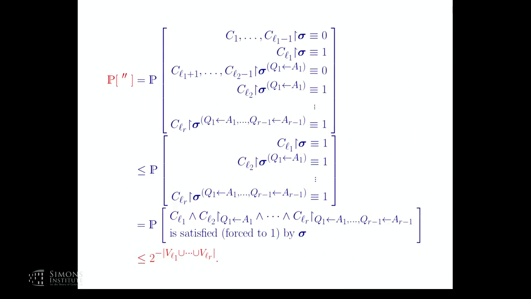So here's what this probability is. Now I'm just going to forget about all these events setting things to 0. We'll just look at the 1s here. So we have this clause set to 1, this clause under this modification set to 1, and so on. If you squint at it, you see that this is precisely saying that the following big clause, the conjunction of clause C_L1 and then C_L2 where we modify Q1 by A1, and so on, is satisfied by sigma. The set of variables here is the union of the set of variables of the C_L's. So if this is satisfiable, then this probability equals 1 half to the size of the set. If it's unsatisfiable, it's 0, but in either case we get this bound.